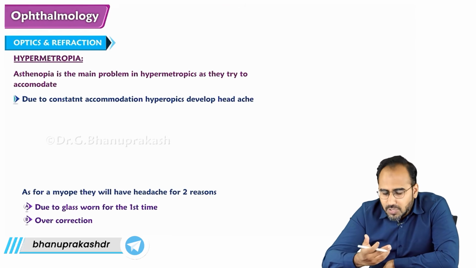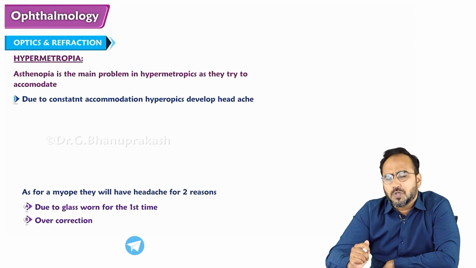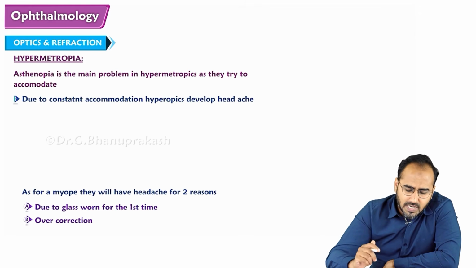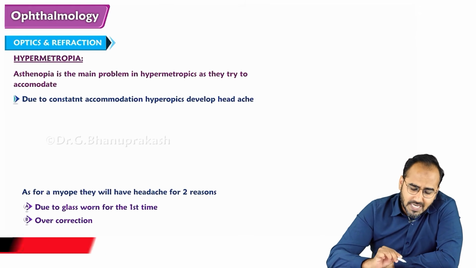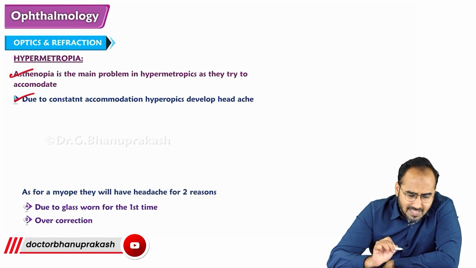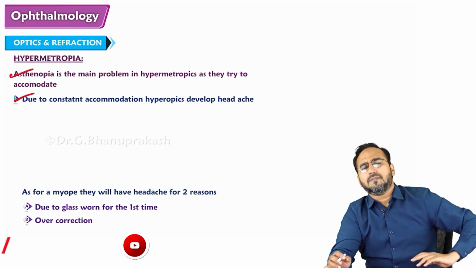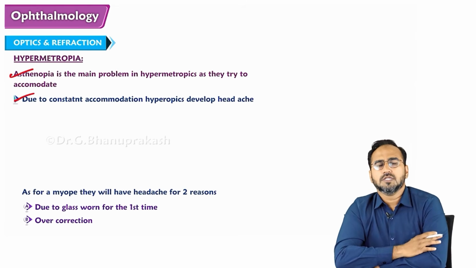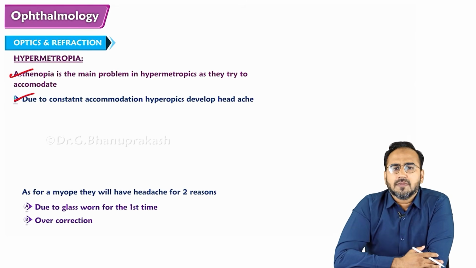Okay, so hypermetropia and convergence are always linked together. So we are discussing what? First, we are discussing the clinical features. Astigmatism is the main complaint of the patient who is suffering with hypermetropia. Due to constant accommodation, the hypermetropic patients will develop headache.